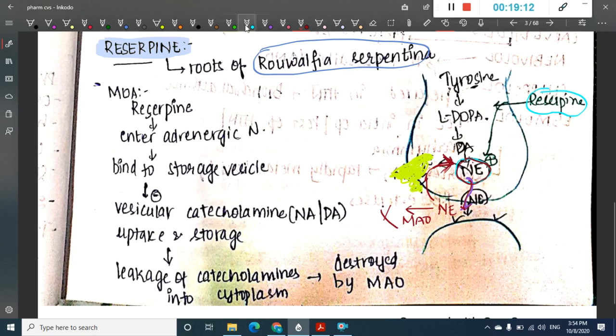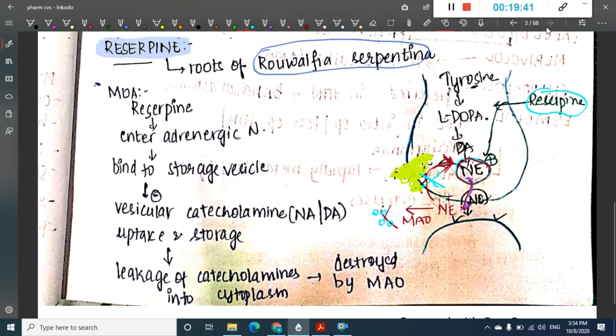What does this reserpine do? This reserpine will block this process. It combines with the storage vesicle, and it will inhibit the uptake and storage of noradrenaline. As a result, the noradrenaline which is there is destroyed by the monoamine oxidase enzyme. So as a result, the noradrenaline has been decreased.